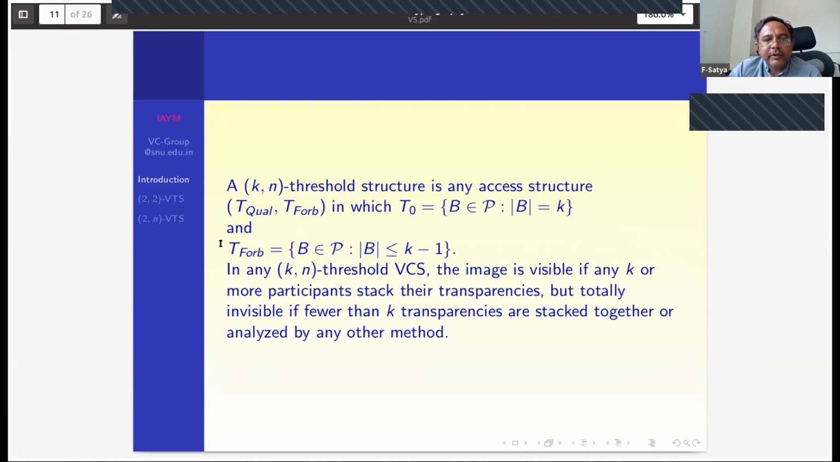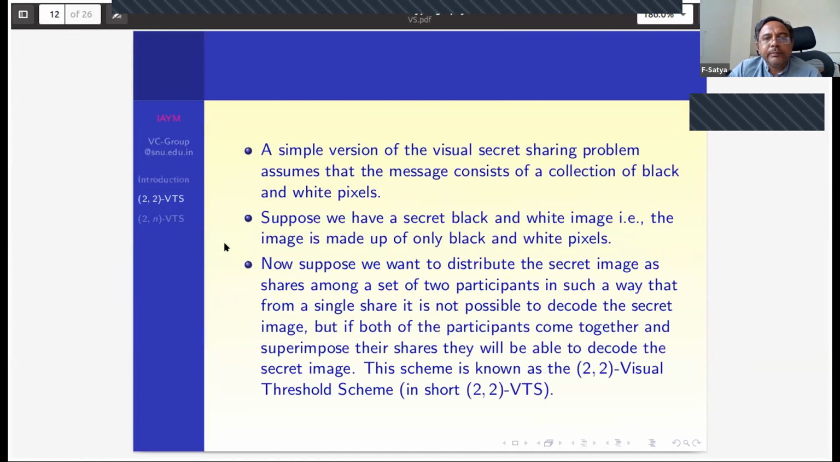I'll come to this later if required. The simple version of the visual secret sharing problem assumes that messages consist of black and white pixels. You know that if I take an image, a picture, it is actually made of pixels, right? So assume that we are taking black and white. That is possible; in computers, we can convert a color photograph into black and white. Still I can see the things.